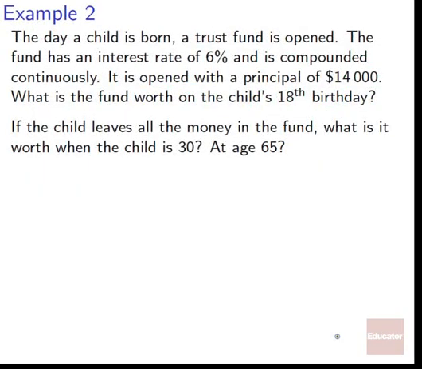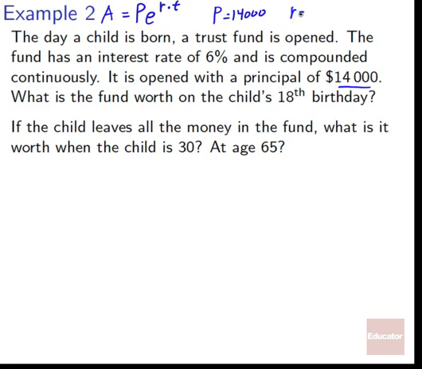Second example. The day a child is born, a trust fund is opened. The fund has an interest rate of 6% and is compounded continuously. It is opened with a principal of $14,000. What is the fund worth on the child's 18th birthday? So what formula will we be using? We'll be using PERT. The amount that we have in the end is equal to the principal we started with times e to the rate times t. What's our principal? Our principal is $14,000.